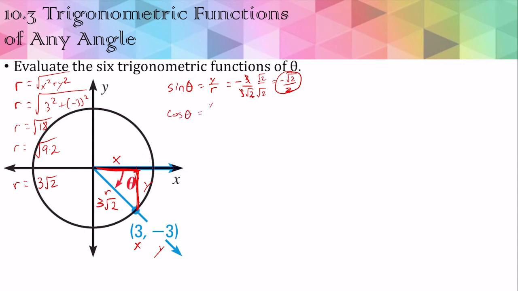Cosine of theta is x over r. x is 3, r is 3 square root of 2. The 3's cancel. Rationalize because you can't have a square root in the denominator. You get square root of 2 over 2. Tangent is y over x. y is negative 3, x is 3. The 3's cancel, so it's negative 1.